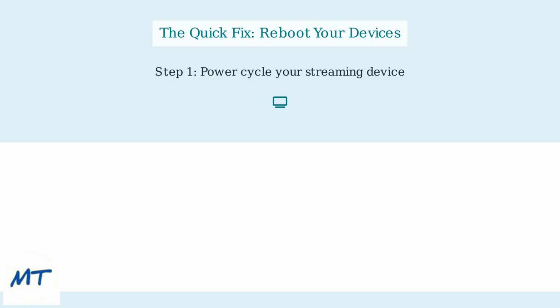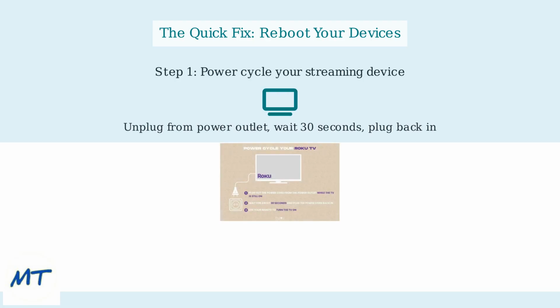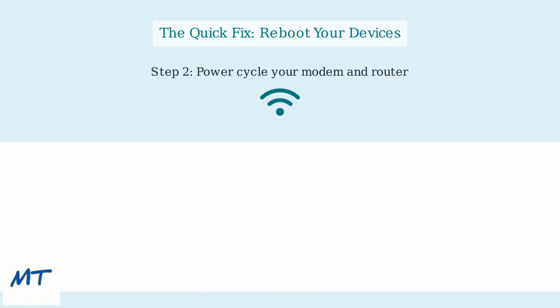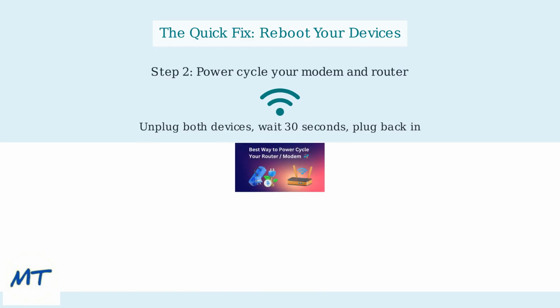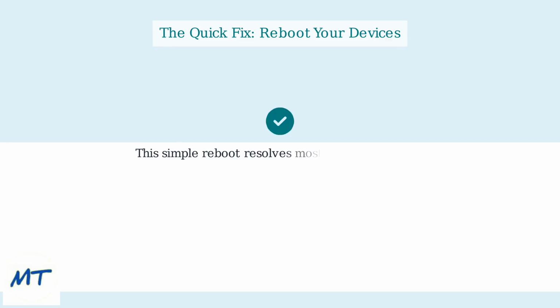For streaming devices like Roku, Fire TV, or Xfinity Box, simply unplug them from the power outlet while they're still on. Next, do the same for your modem and router. Unplug them both, wait 30 seconds, then plug them back in to refresh the connection. This power cycling process clears temporary glitches and refreshes connections, successfully fixing the error in approximately 70% of cases.